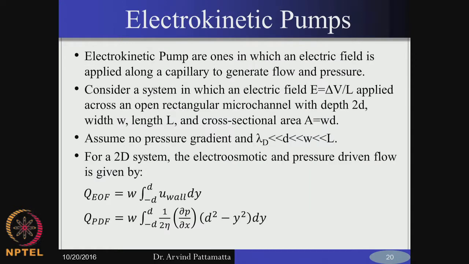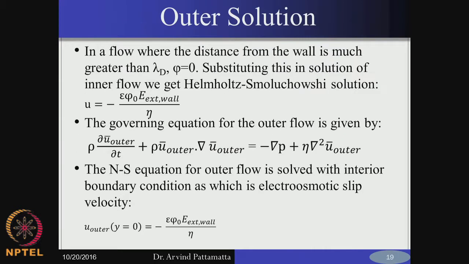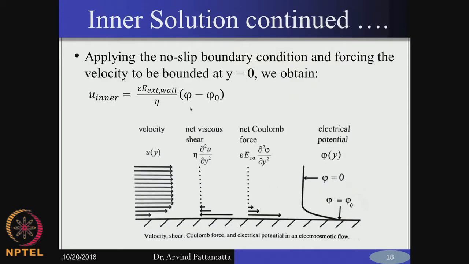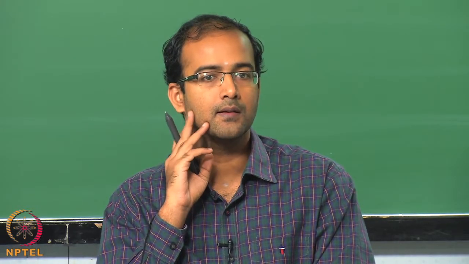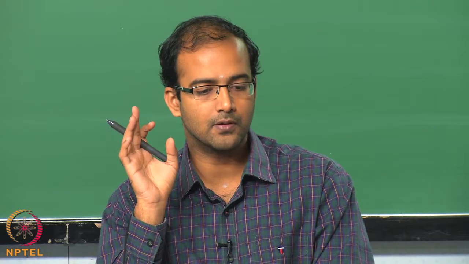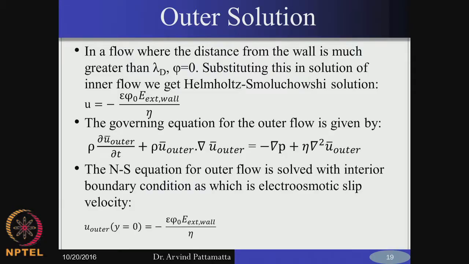So the value of velocity that we apply will be equal to this, because if you write down the solution for u inner at y equal to lambda d, that is the edge of the EDL. At that point you can assume phi to be approximately 0, the excess potential almost reaching the bulk value. So this turns out to be minus epsilon phi naught E by viscosity. This will be the slip boundary condition that you give for the outer solution.